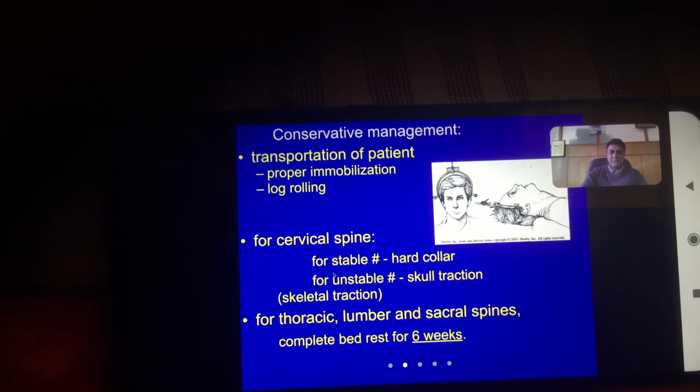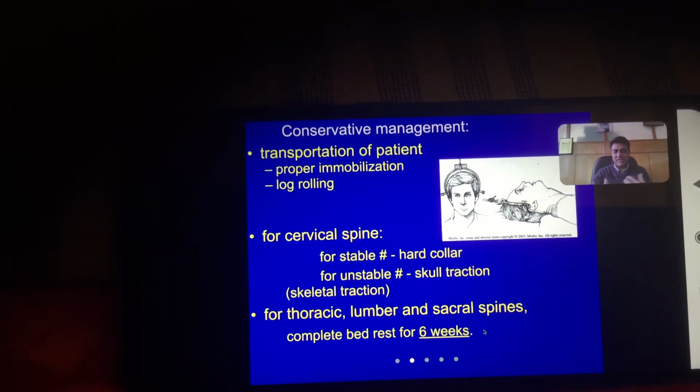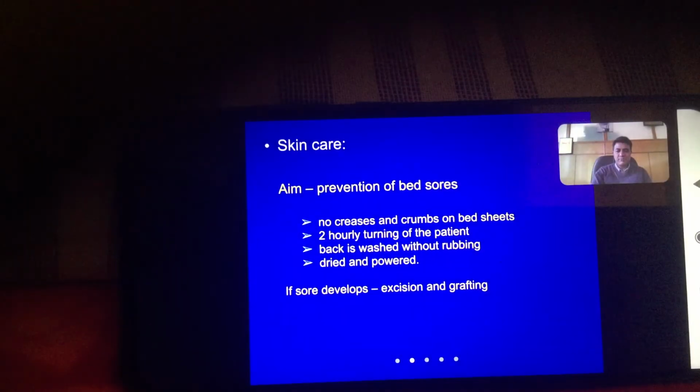And for cervical spine, for stable fracture, a hard collar can be kept. For unstable fracture, skull traction can be kept for some time till the bone heals. And after bone healing, the traction should be removed and the patient can be mobilized. For thoracic, lumbar, and sacral spine, for stable fracture, conservative management, we do complete bed rest for 6 weeks, because it takes 6 weeks to heal the bone. That's why we give the patient complete bed rest for 6 weeks. Then after that, with the help of braces and support, you mobilize the patient.